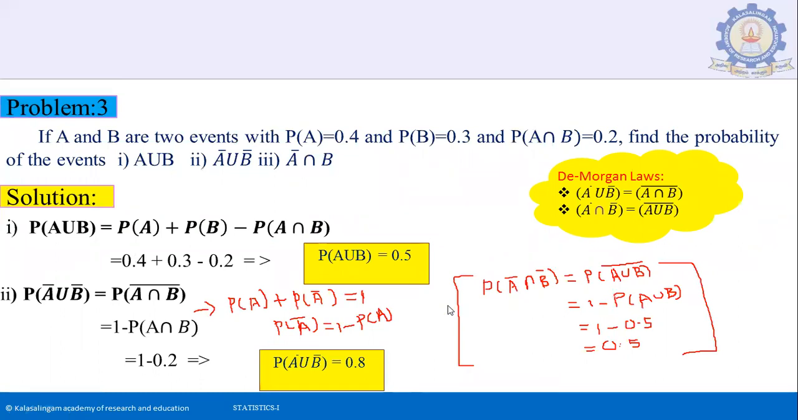Next problem. So let us recall De Morgan's law. (A union B) bar equals A bar intersection B bar. (A intersection B) bar equals A bar union B bar.